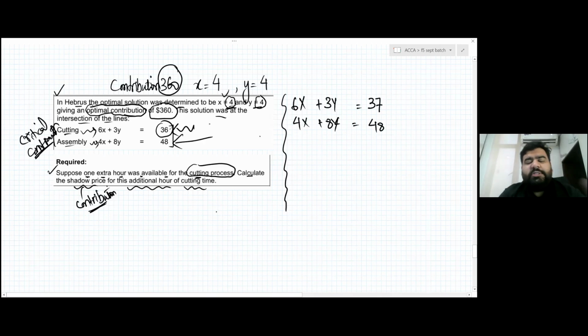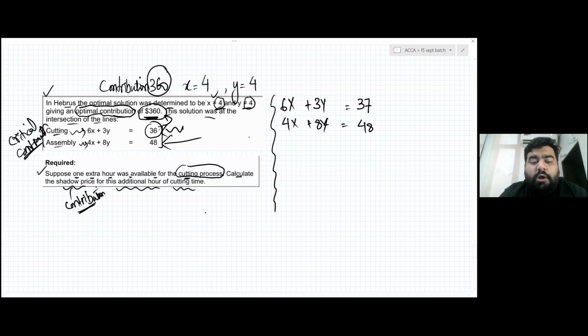The normal equation is given. You will take the equation for which you have to calculate the shadow price and just increase its resource by 1 unit. If it's 36, just make it 37. Now calculate the final answer, finally calculate x and y units, and then calculate the contribution. Then we will see the increase in contribution. Old contribution was 360 according to this equation. Now after giving it one more unit, you will calculate the increase in contribution.